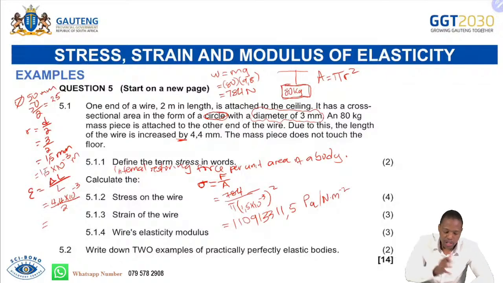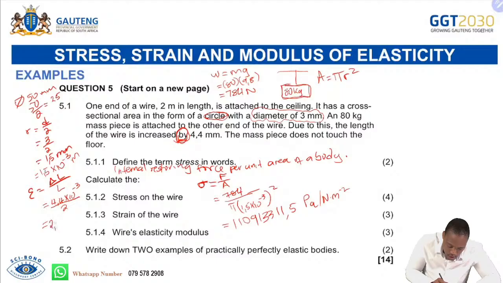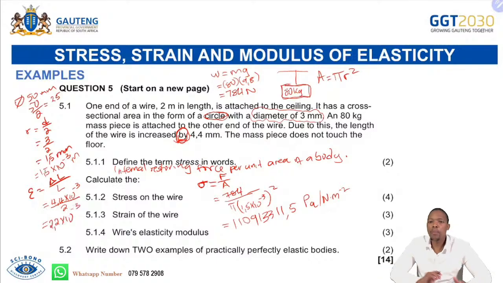Why is it that we did not do length final minus length initial? Because they said it increases by. That's the language issue. It did not increase to, it increases by this much. So that's already our change in length there. So 4.4 times 10 to the power of a negative 3 over the original length. And the answer there, they say, is 2.2 times 10 to the power of a negative 3 with no SI unit. 3 marks taken, and I am fine again.